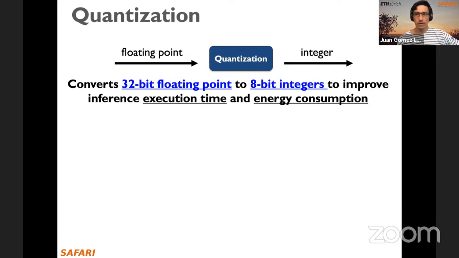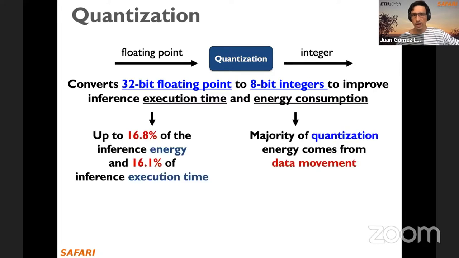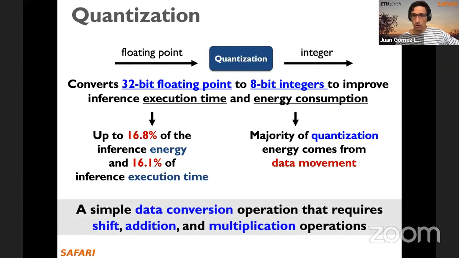The other important function that we are targeting here is quantization. Quantization is used to convert 32-bit floating point numbers to 8-bit integers. You probably are familiar with how neural networks are working these days, and this quantization step is pretty common, because even by reducing the precision of the operands, we can still achieve good performance because of the robustness of neural networks, right? And this conversion also takes a large fraction of the energy and the execution time of the inference process. And the majority of it comes from the data movement. And it's also a pretty simple operation. It only requires shift, addition, and multiplication.